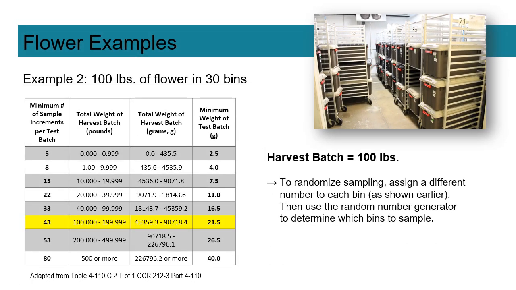To randomize sampling in this same example, assign a different number to each bin, as was shown earlier. Then use the random number generator to determine which bins to sample from.